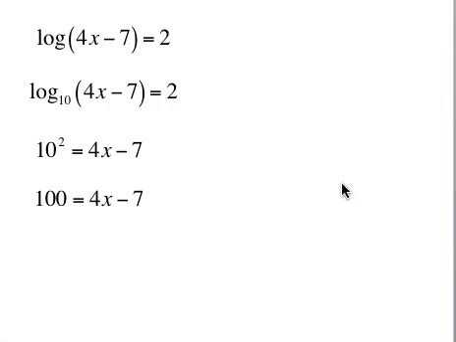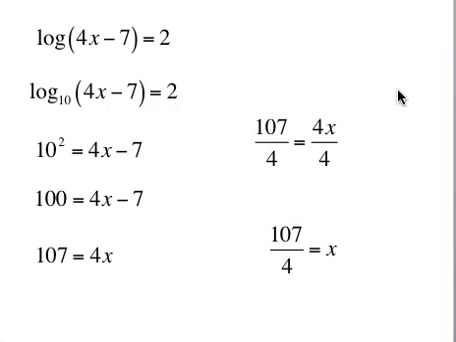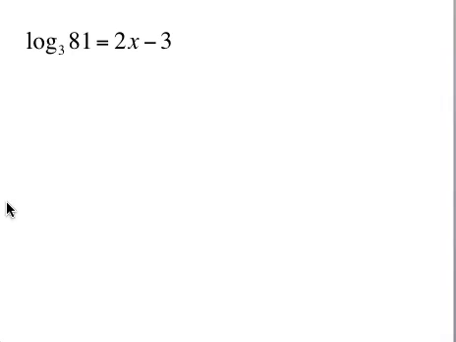Let's add 7 to both sides, so we get 107 is 4x. And then divide both sides by 4. 107 divided by 4 is 4x over 4. And the result, of course, is that x will be 107/4. Our next example is log base 3 of 81 equals 2x minus 3. So we've got to take 3 to the 2x minus 3.